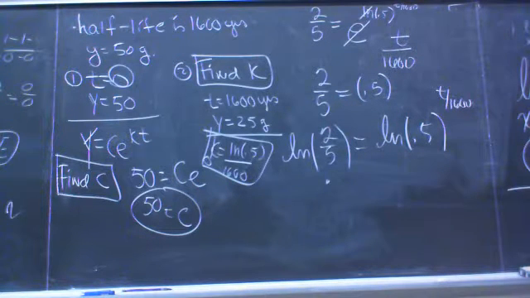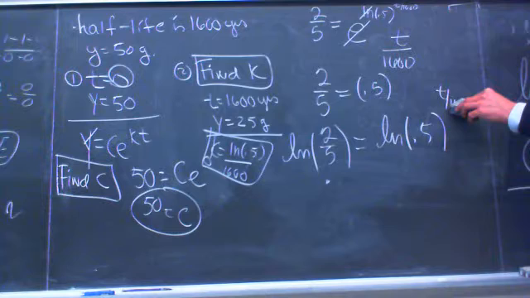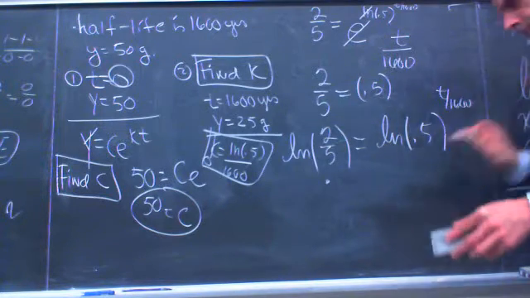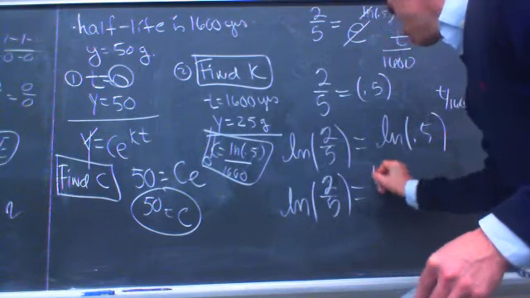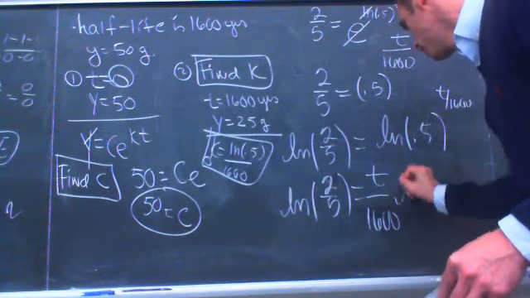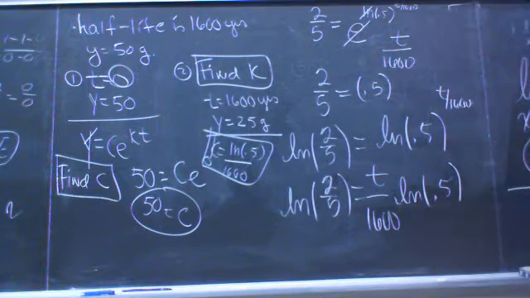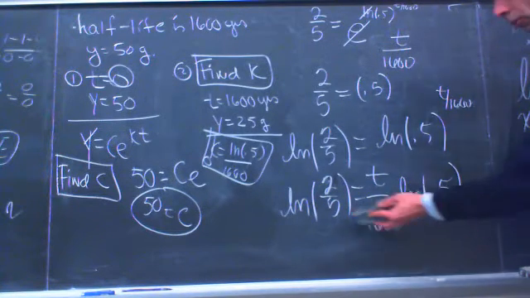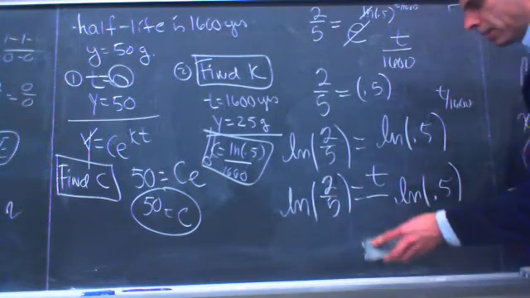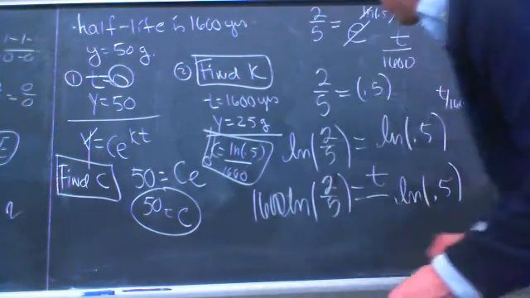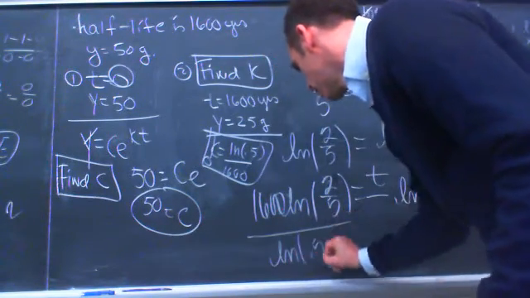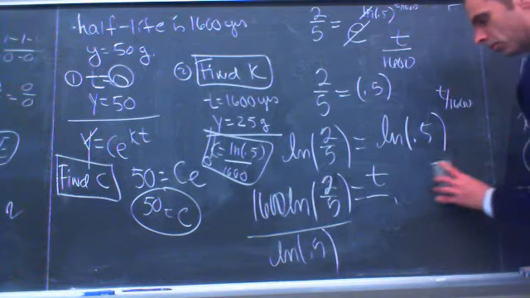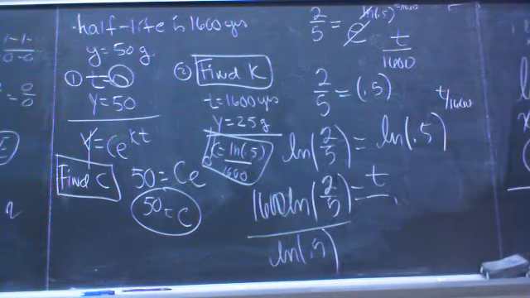And then now what happens? What can I do with this power now? So it's the natural log of 2 over 5 equals t over 1600 times the natural log of 0.5. And now it's very easy. Cross multiply and make this 1600 on this side, and then divide by the natural log of what? 0.5. I'm running out of room, so there is my time.